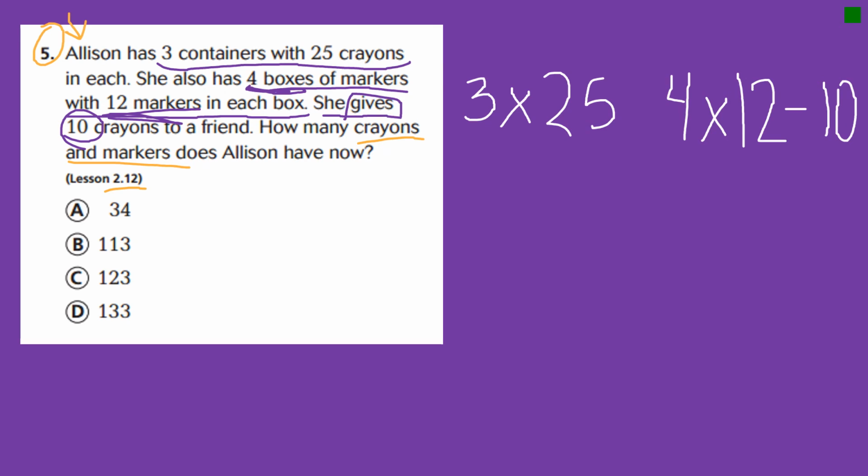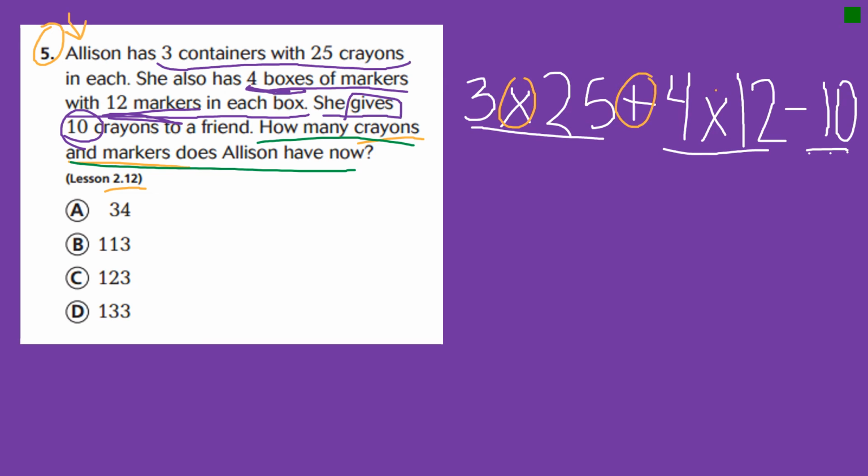Now I have to think here. They're asking how many crayons and markers does she have now? Okay, so we have to figure out how many crayons and markers she has together, and then of course she gives 10 to her friend. Okay, order of operations, action. Ding, ding, ding, ding, ding, ding. So you can do this again if you want to. Okay, that'll help you remember it the more you write it and think about it.